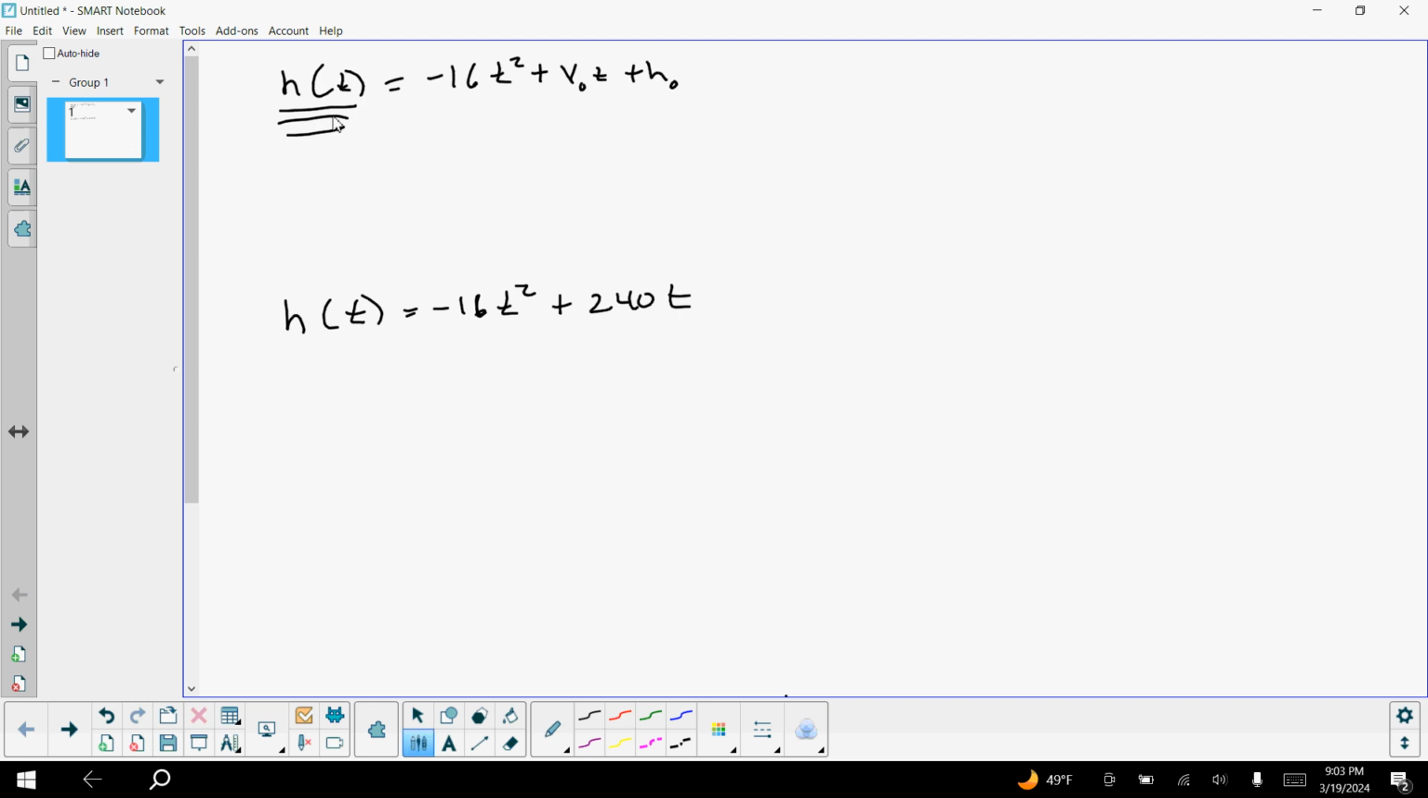So t represents the time that the object's in the air, typically in seconds. If it's not in seconds, you have to convert it. This t is in seconds because of this term right here. It's dealing with acceleration due to gravity, which is negative 32 feet per second squared. If you knew a little bit of calculus, we would go backwards from that to generate that equation, but that is for a much higher class.